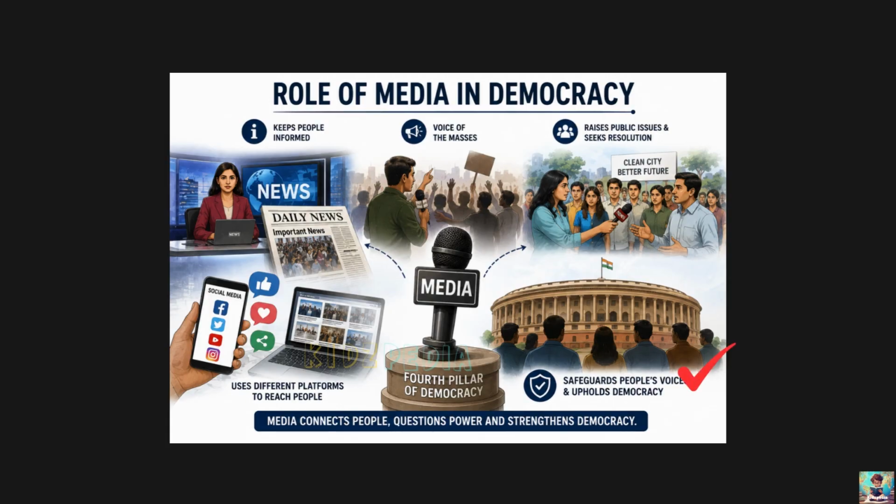It helps protect people's voices and supports democratic principles. Because of this important role, the media is often called the fourth pillar of democracy. So, when you hear fourth pillar of democracy, remember that it refers to the important role of the media in informing people, giving people a voice, and bringing public issues to attention.